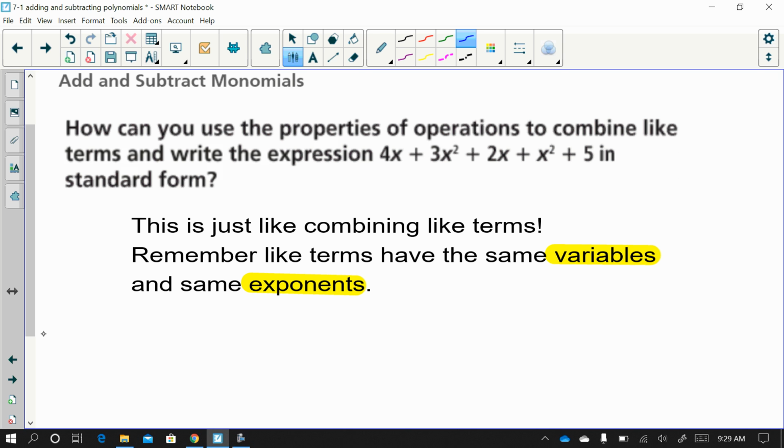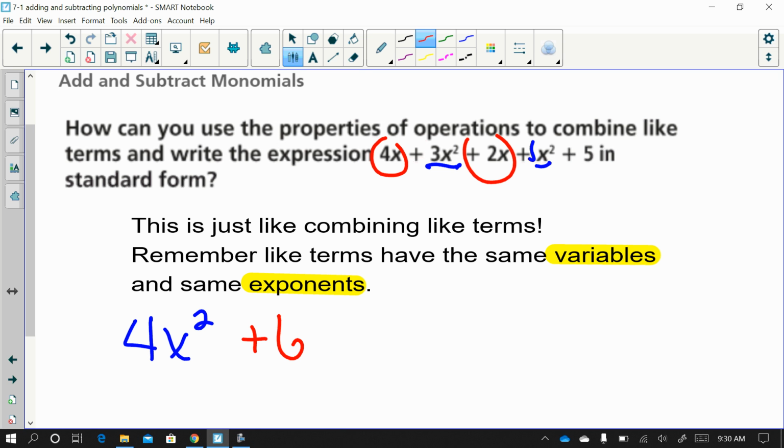So I like to start by finding my biggest exponent first. Looks like this is my biggest exponent. Do I have anything else that is like that? Okay, remember, same exponent, same variable. I have an x squared right here. Remember, if it doesn't have a coefficient, it's always a 1. So I have 3x squared plus 1x squared. Gives me a total of 4x squared. Okay, standard form, so let's look at plain old x's. I have 4x, and I have a positive 2x. Gives me 6x. And finally, I do my plain old constants, so plus 5. Okay, and that's all there is to it.